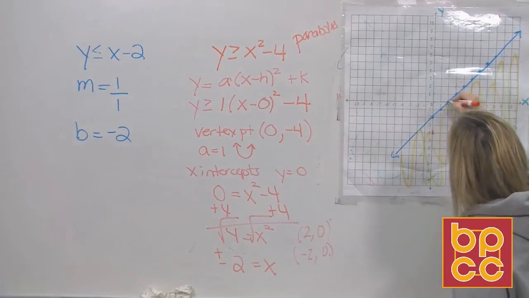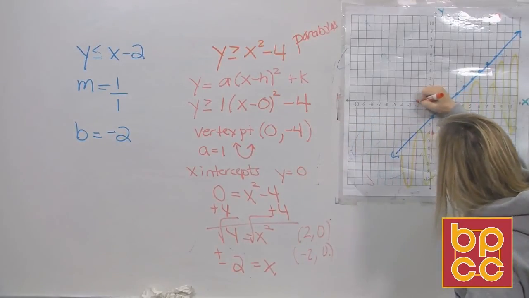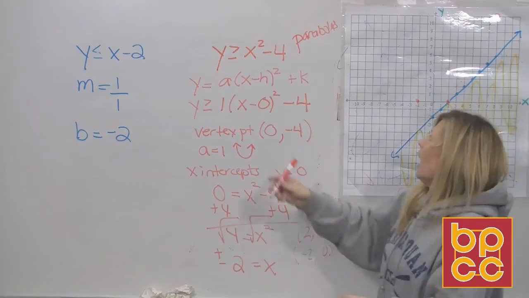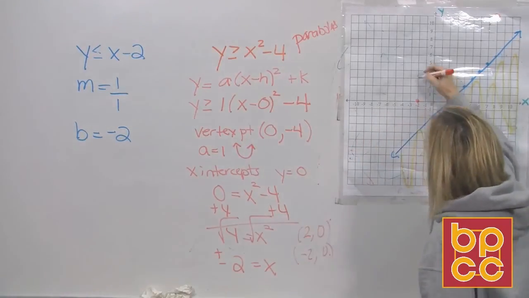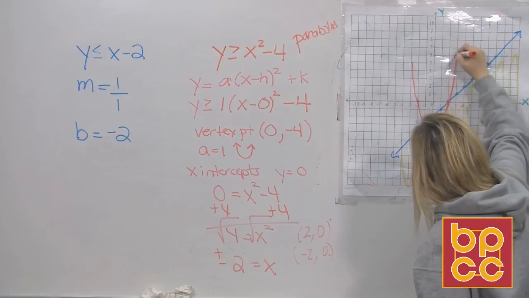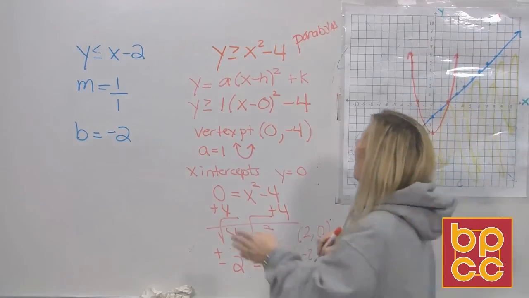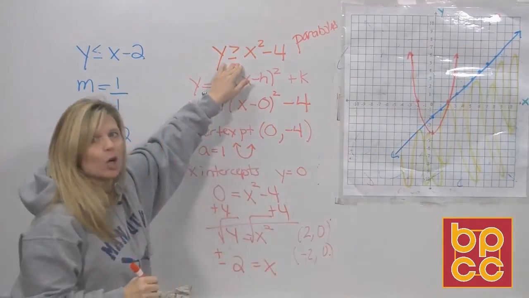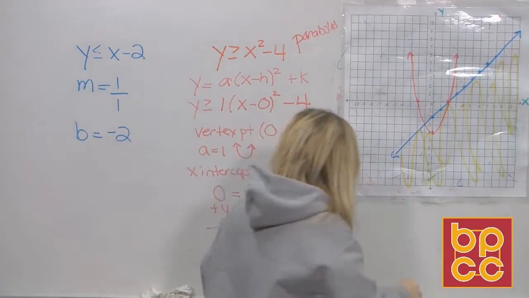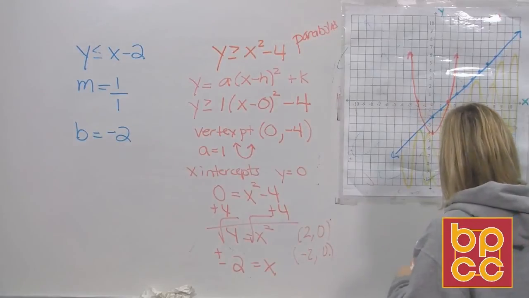So now I can go plot that. 2, 0, negative 2, 0. I have 3 points. So I have enough to make the parabola, the u. I have an equals, which means the parabola is solid. I have a greater than. Greater than for the parabola means to shade the inside. So let me get a different color. And if I shade the inside.